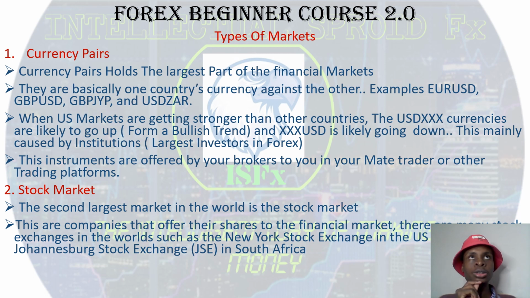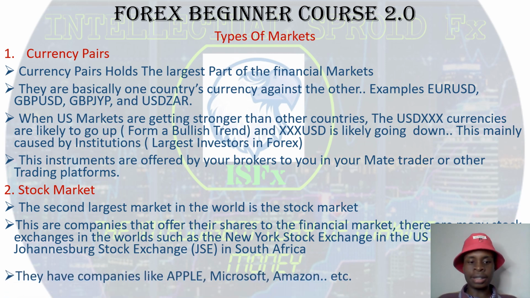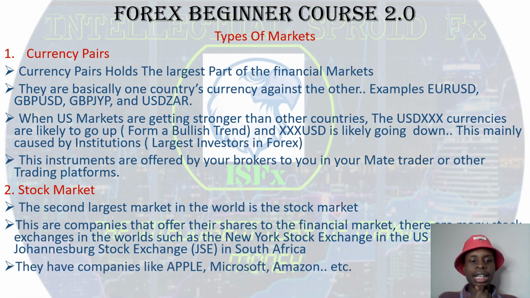And then also, let's say you trade Apple. Apple has a larger correlation with your S&P 500. If you would look at S&P 500, which I'll speak about, and your Apple, you will see that Apple goes with the S&P 500, something like that, but it's something to discuss in other lessons, not now. And then yeah, they have companies like Apple, Microsoft, Amazon, etc. Many companies in the stock market.